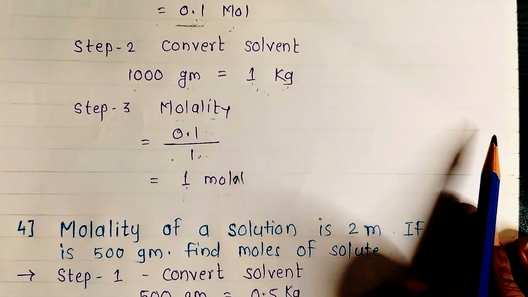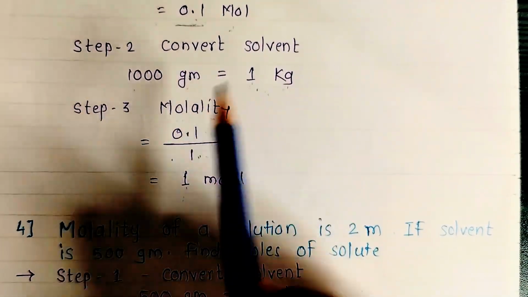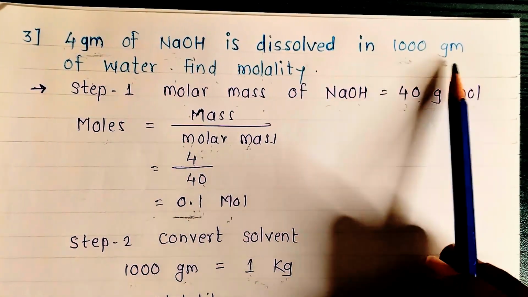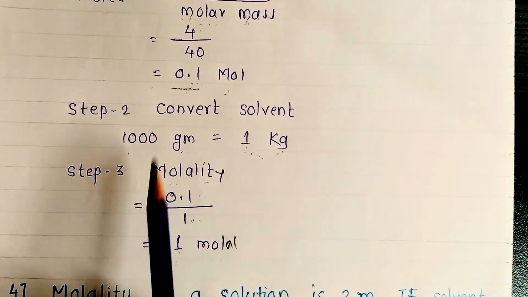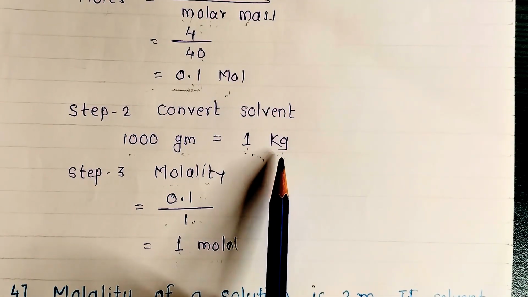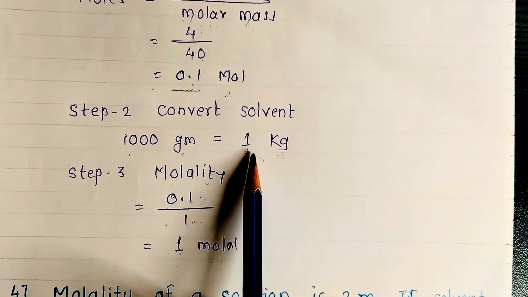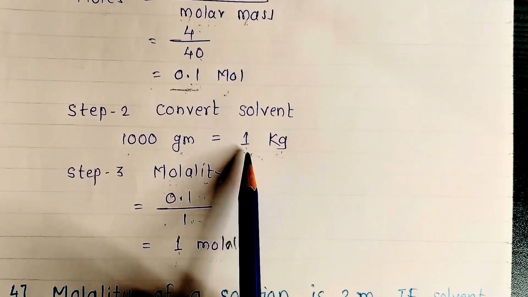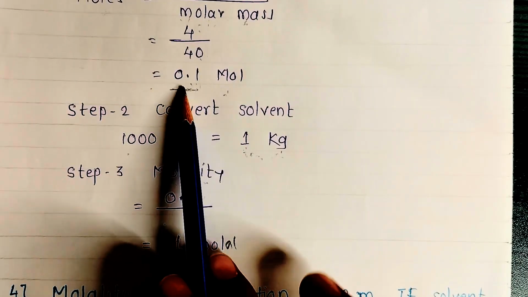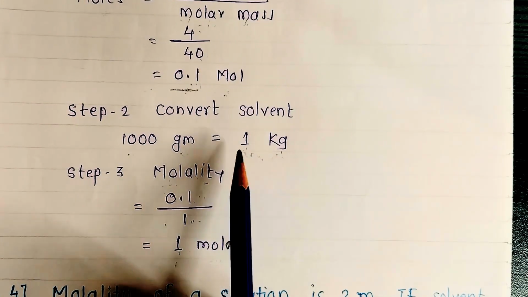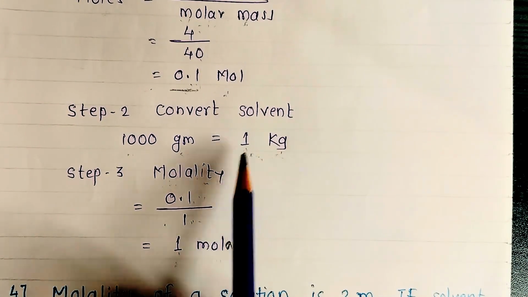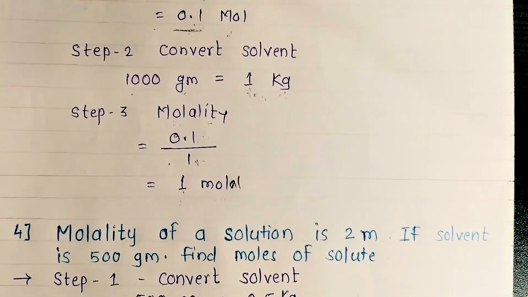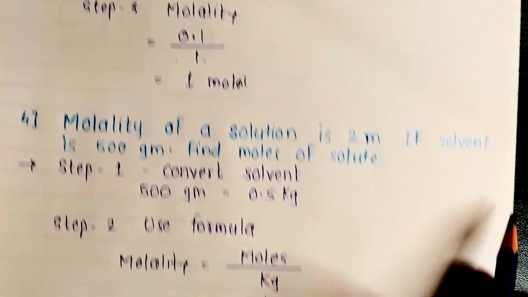Now in the second step, we convert the mass of the solvent from gram to kilogram. Here 1000 gram is 1 kilogram. We get the mass in kilograms. So what is molality? Number of moles divided by mass in kilograms. Number of moles is 0.1 and mass of solvent in kilograms is 1. 0.1 divided by 1, that means 0.1 molal. So this is the molality of that solution.